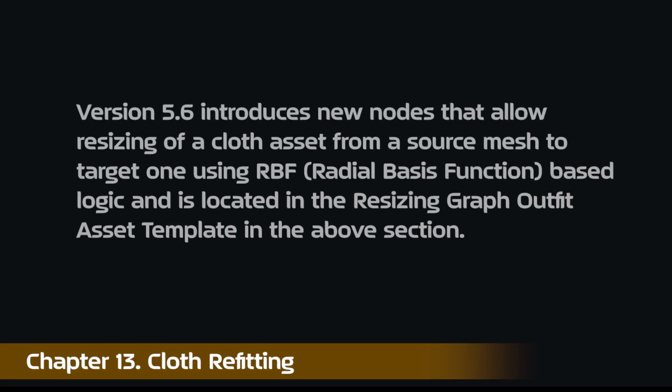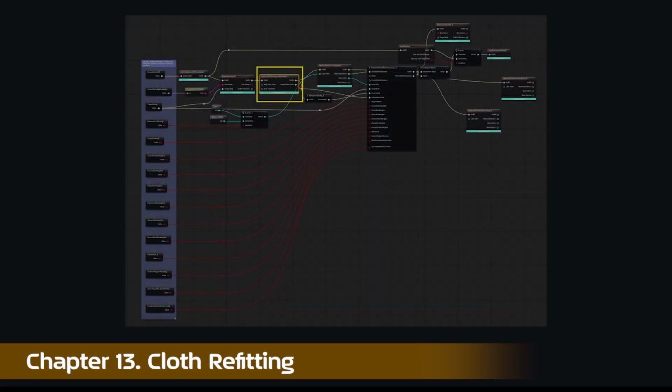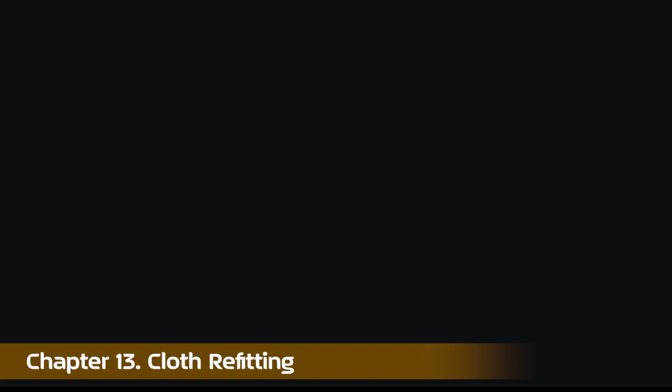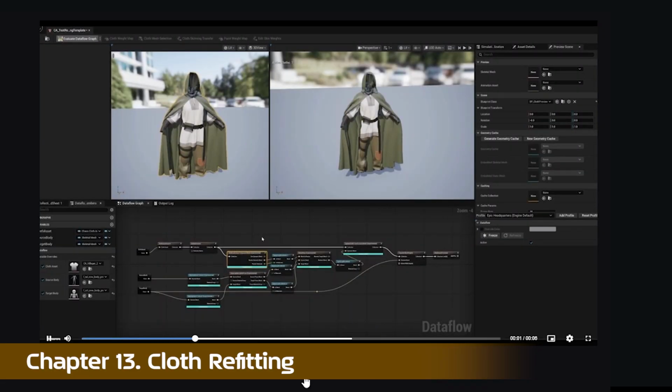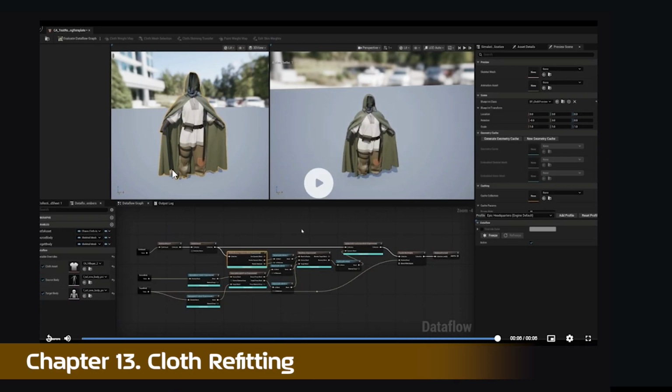Version 5.6 introduces new nodes that allow resizing of a cloth asset from a source mesh to target one using RBF, radial basis function, based logic, and is located in the resizing graph outfit asset template in the above section. And this is showing a node get outfit RBF interpolation data. And now we have a video. I don't understand what this is showing us. It's showing us the effect of resizing.